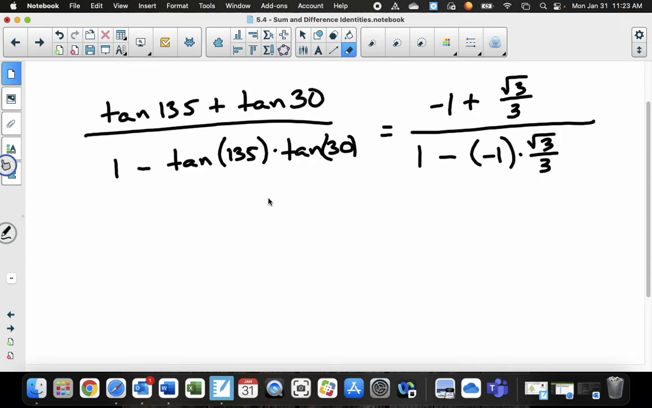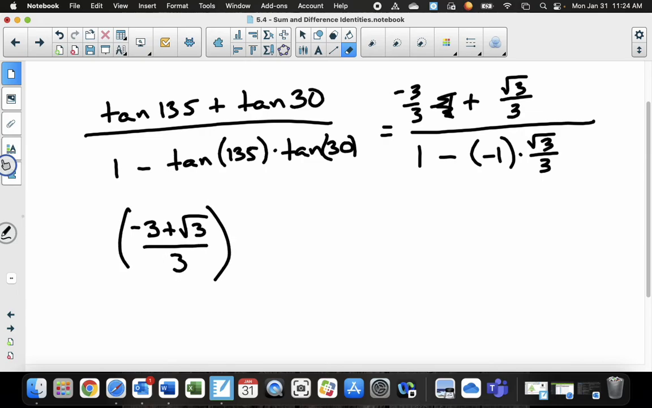So instead of that being -1, I'm going to rewrite that as -3/3. That way now we've got a common denominator. So I'm going to put that together. We get -3 plus the square root of 3 all over 3. That's the numerator. That's the top part of our tangent problem. You put these two together. -3 plus the square root of 3 over 3. Now we work on the denominator.